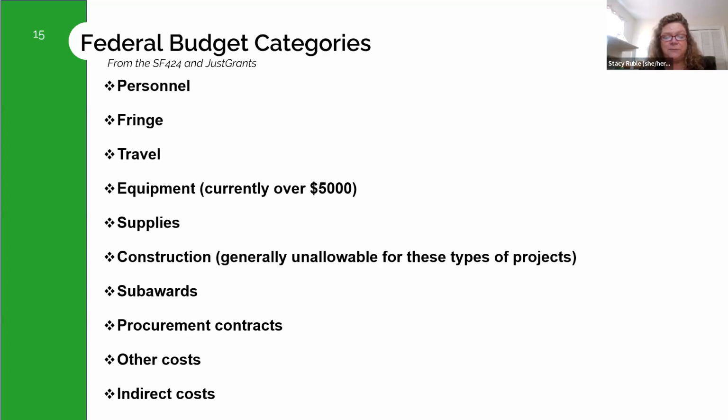Then we have supplies. So those are going to be any items that are worth less than $5,000. Construction, which generally speaking is just going to be unallowable for the types of projects that you're going to be applying for. Subawards, procurement contracts, other costs, and indirect costs. So now what we're going to do is I'm going to walk you through each of these, although I did skip equipment because there probably isn't equipment that you're going to be purchasing that's over $5,000. And what I've provided to you is examples of the kind of items that you might ask for and how to justify them.